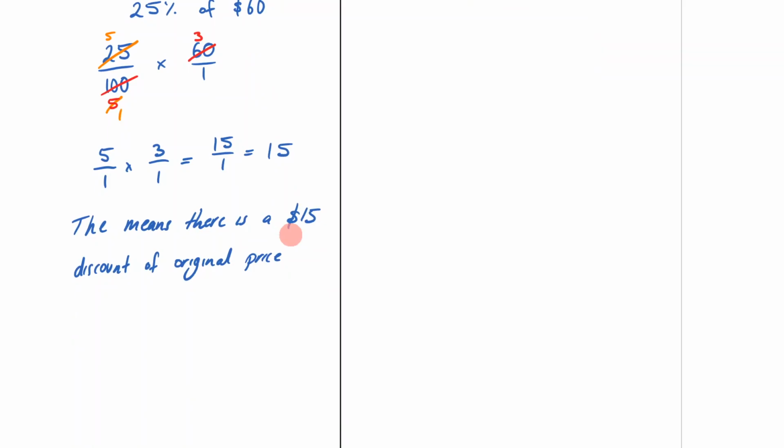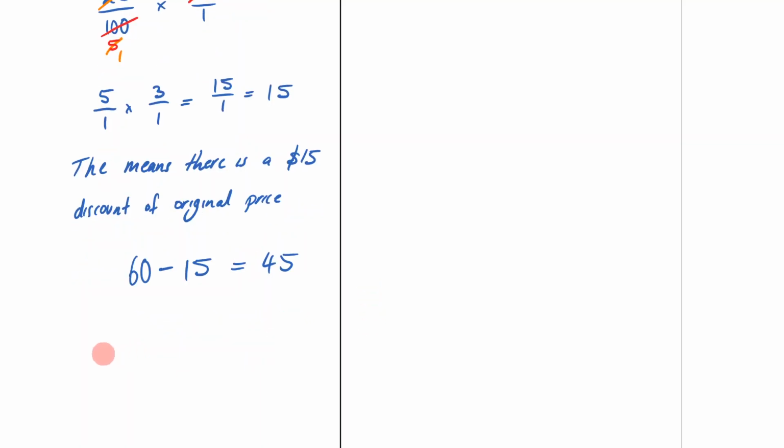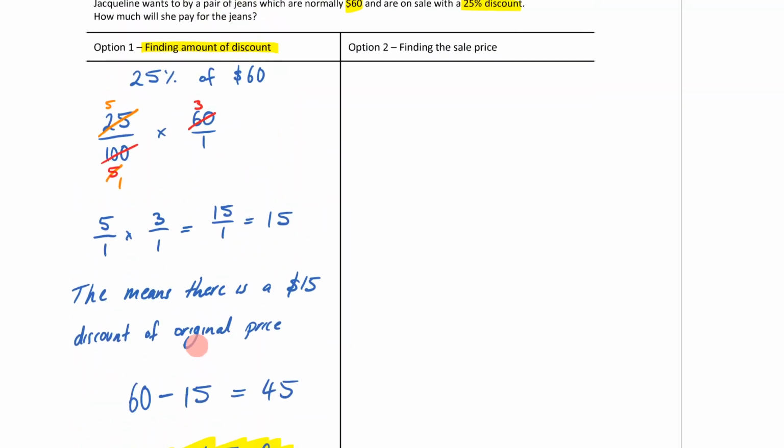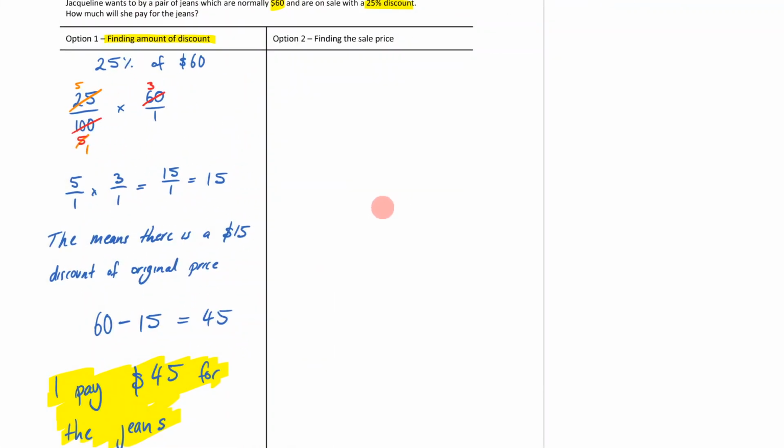So what that means I have to do now is go 60 minus 15, which is 45. So I'm going to end up paying $45 for the jeans. I don't think it's actually me who's buying, it's Jacqueline, but you know what I mean. So $45 for the jeans. You have to make sure that you subtract what your discount is from the original price. Otherwise, you're not paying $15 for the jeans.